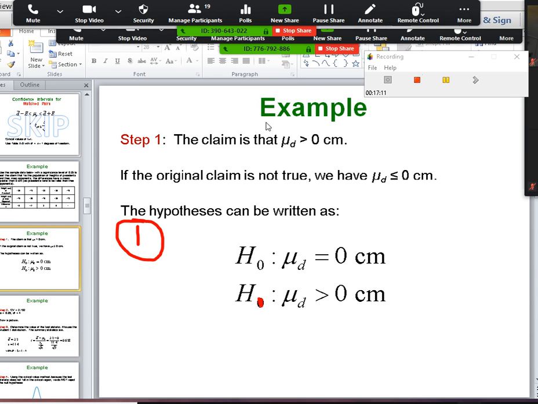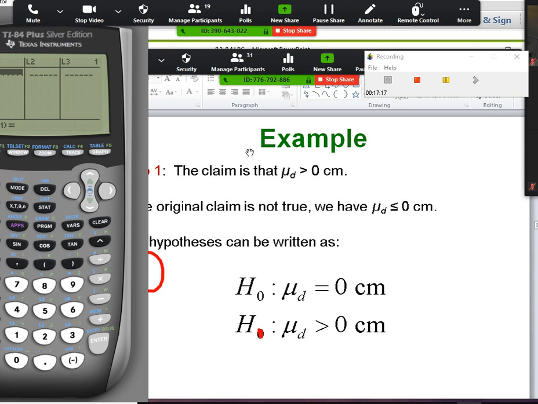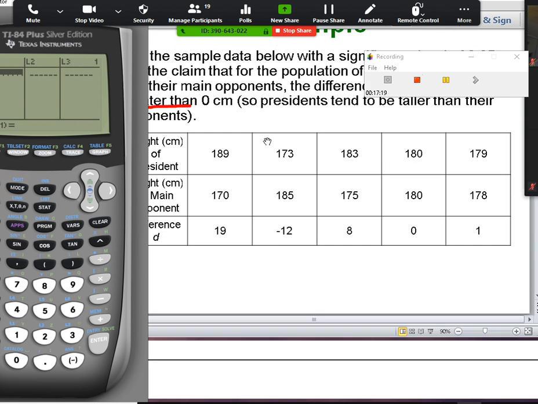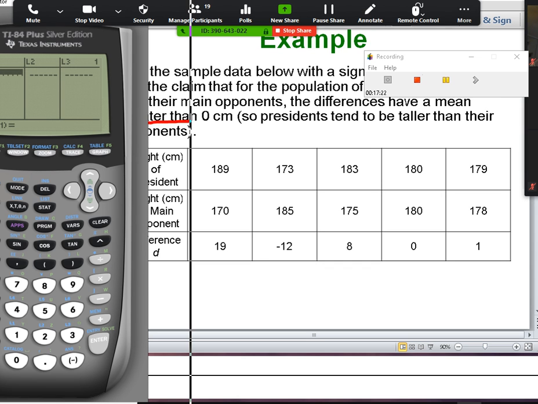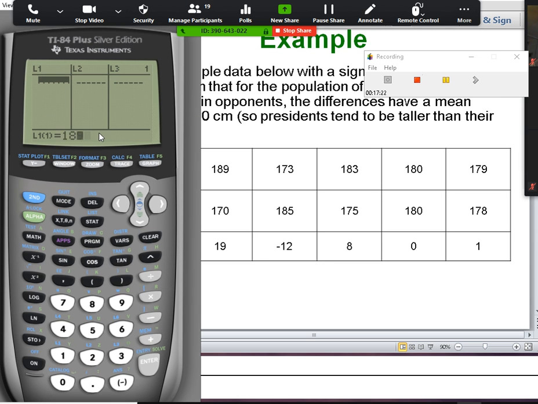Because you could have done this. This is why. If you are super lazy, or if these are really hard numbers, you could have done this. 189, 173, 183, 180, 179. That's my first list. And then my second list is 170, 185, 175, 180, 178. And then double check and make sure your numbers are correct, because if you screw this up, everything goes to hell. You have garbaged. Okay, so these are all correct.